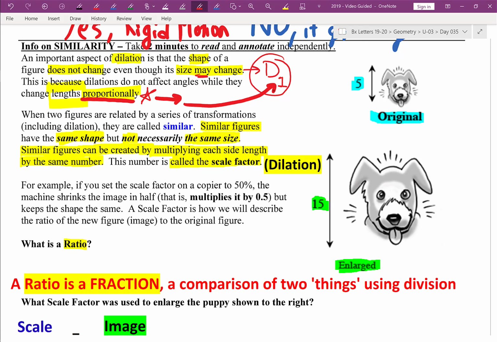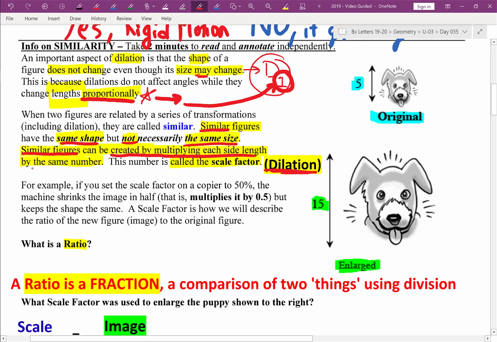Everything is changing according to some order, according to some scale factor. And it's not like one side's changing at a scale factor of 2 and another's changing at something different. It's not a different rate. All the sides are changing according to this scale factor, that is, proportionally. And they kind of say that down here. Similar figures have the same shape, but not the same size. All right? And the way similar figures are created is through a dilation. That is, they're created by multiplying each side by the same number, and we call that a scale factor. When you multiply something by the same number, that's proportionality.